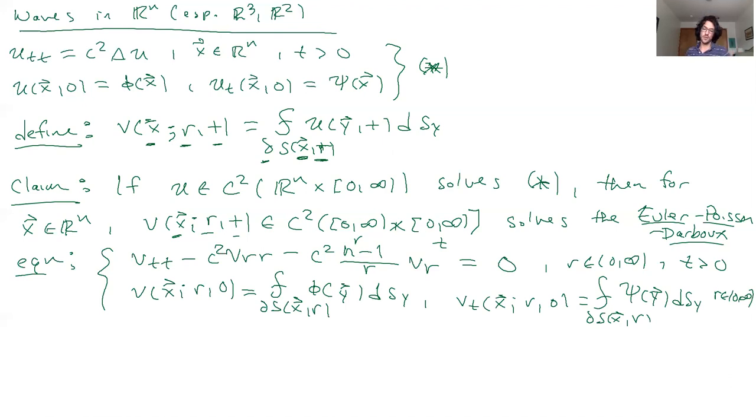Okay, so this is the Euler-Poisson-Darboux equation. The reason this is helpful is that we can actually solve this equation and then back out what U needs to be. So let's start off by showing more fully why we should expect V to satisfy this equation, doing a lot more work than I did on Wednesday.